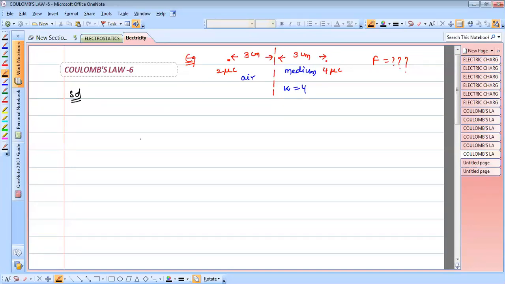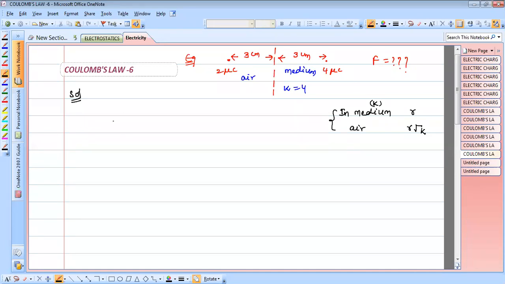So very simple. In the medium of 3 centimeter, how much force is experienced? What we discussed earlier: in a medium at R distance, and in air at R into root K distance, where K is the dielectric constant, the same charges experience the same force. Even in the medium at R distance, even in the air at R into root K distance. Exactly, that is the concept here.